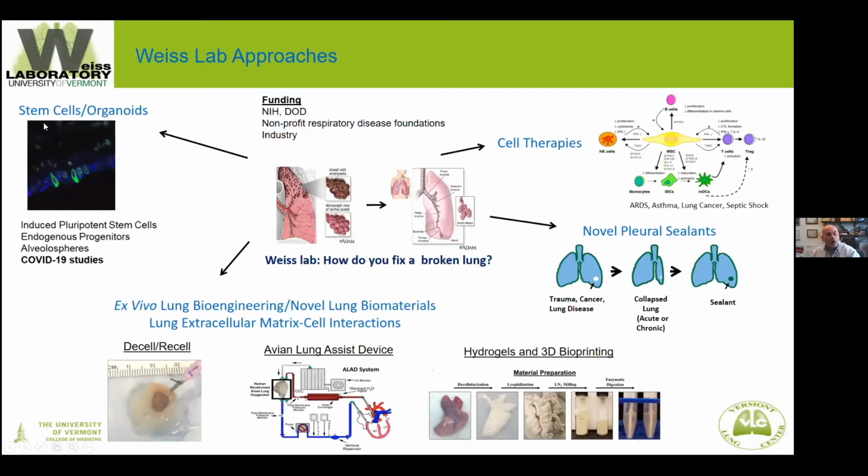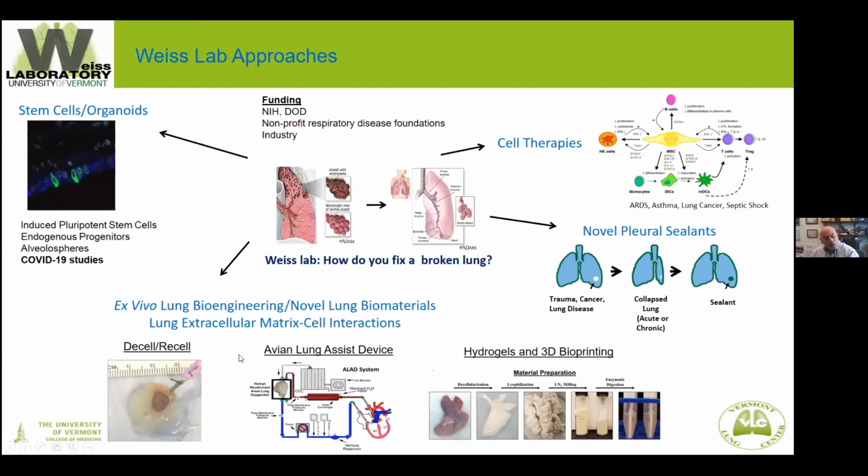So we'll talk somewhat about stem cells and organoid cultures and the variety of cells that can be utilized for these studies. In the upper right-hand corner, we'll talk about cell-based therapies, in particular using mesenchymal stromal cells for ARDS and COVID ARDS. We'll talk about that a bit further on.